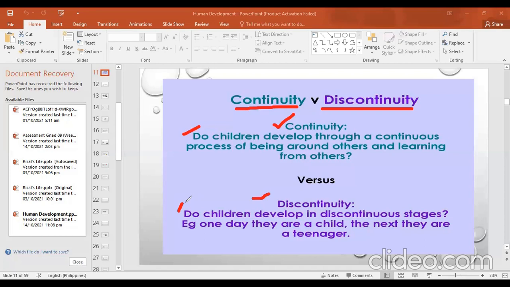Kumbaga, may progress when it comes to infancy, tapos tumigil siya ng early childhood, tapos nagkaroon ulit siya ng progress when it comes to late childhood, tapos tumigil ulit siya during the adolescence. So, hindi siya continuous. Hindi continuous yung progress, hindi continuous yung development. Okay, so let us proceed with the next one.